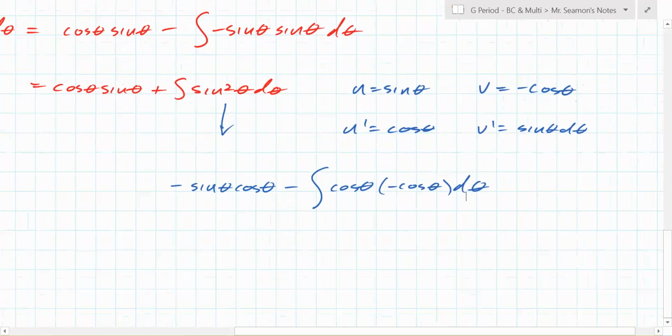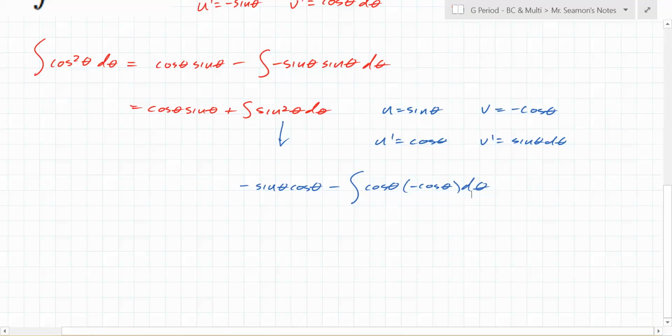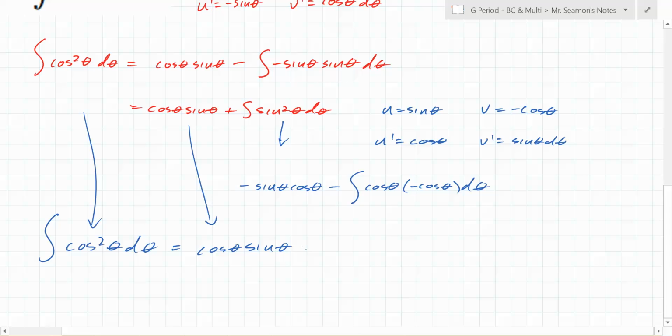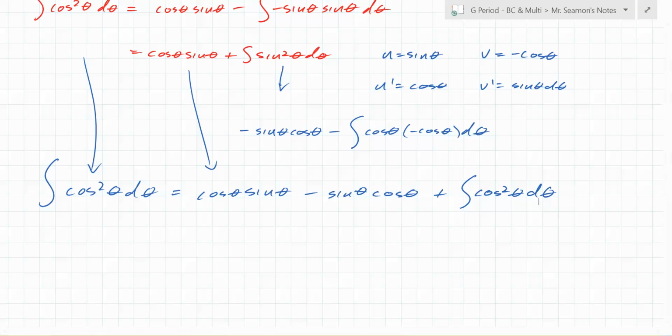I kind of see where you're getting at here. So we did that. Let's just write out what we have. We now have this right here, the integral of cosine squared d theta, and that's going to equal cosine theta sine theta minus sine theta cosine theta plus the integral of cosine squared theta d theta. What happens? You get 0 equals 0. Is that a very helpful thing? No, it's not a very helpful thing.